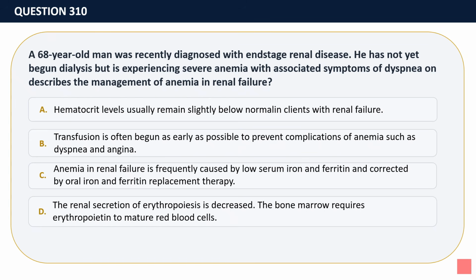The bone marrow requires erythropoietin to mature red blood cells.